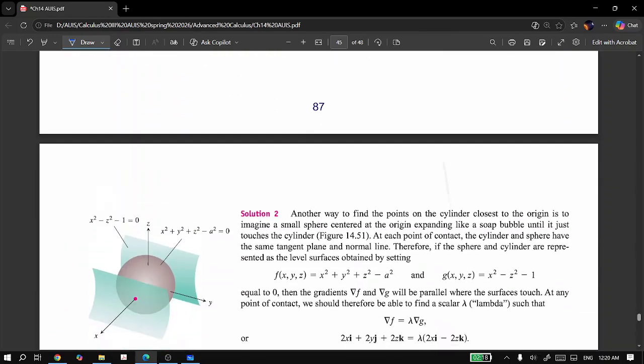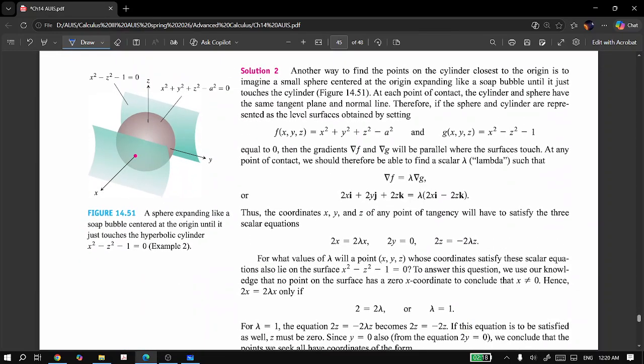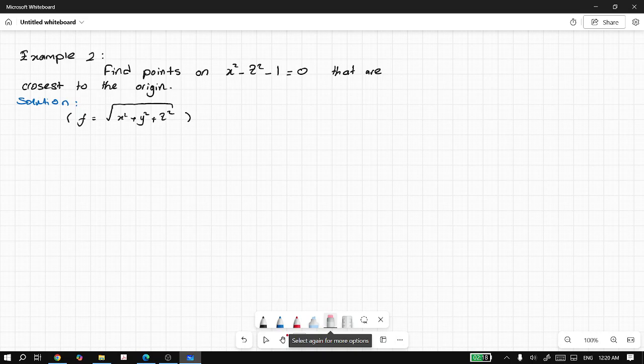But solution 2 is minimizing the distance using Lagrange multipliers. So we are using Lagrange multipliers. In all of the cases that we have got, we are using Lagrange multipliers because it's suitable for every kind of example. There is no example that we cannot use Lagrange multipliers for, but the other method changes from one example to another.